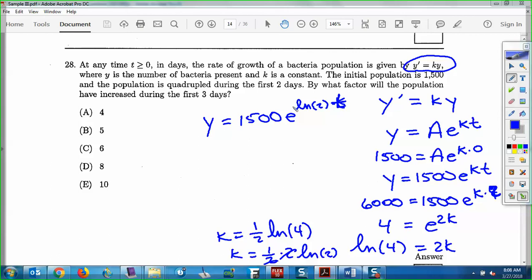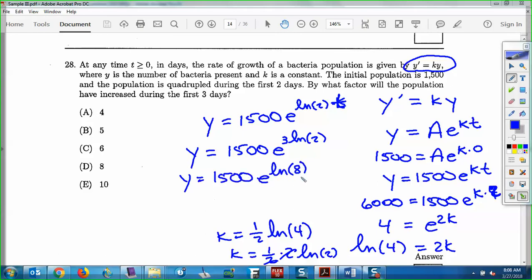All right, so now it says during the first 3 days. Well, I can now put a 3 in for t. So I've got 1500 e to the, and put a 3 in front, so that's 3 ln 2. But what do I notice? What can I do with 3 ln 2? I can do the reverse of what I did over here. I can put the 3 up in there, right? 2 cubed is 8, so I get y equals 1500 e to the ln 8. Well, what's e to the ln 8? 8. So this is 1500 times 8.